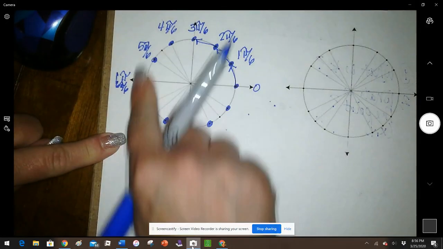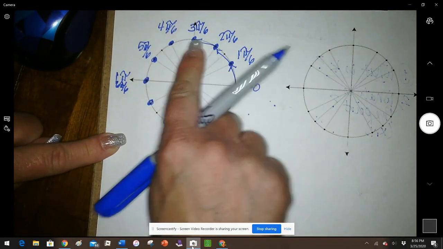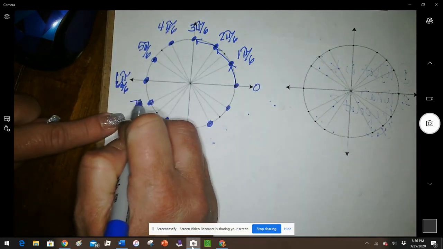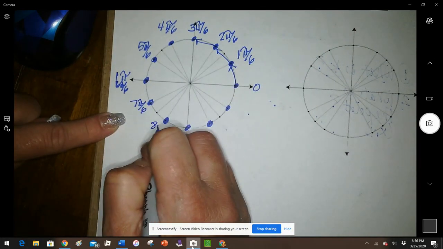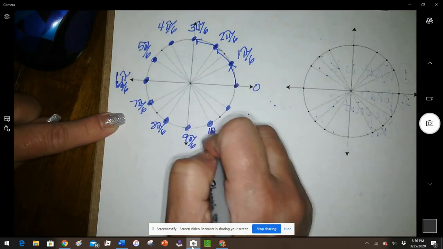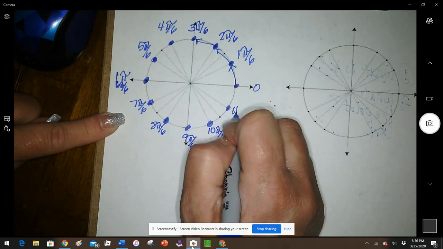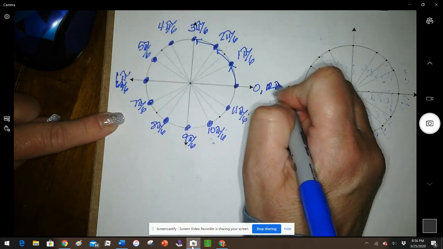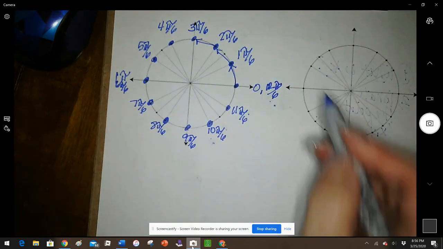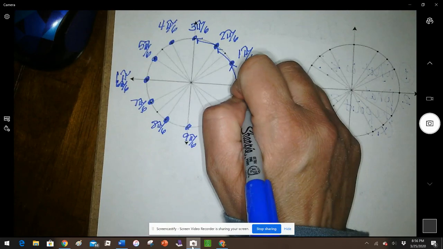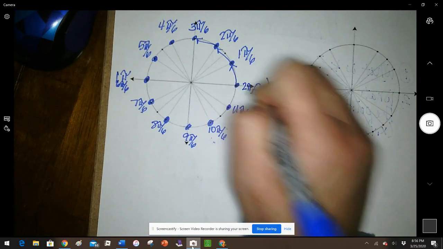So let's go all the way around the circle. So I'm at 1, 2, 3, 4, 5, 6 pi over 6. The next one is going to be 7 pi over 6, 8 pi over 6, 9 pi over 6, 10 pi over 6, 11 pi over 6, and then 12 pi over 6. And 12 divided by 6 becomes also known as 2 pi.